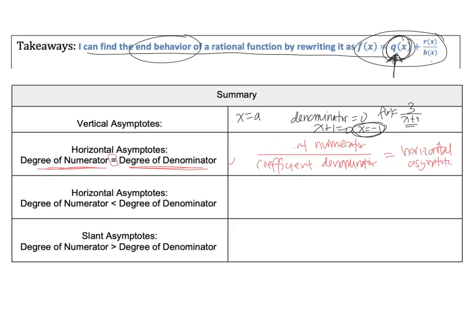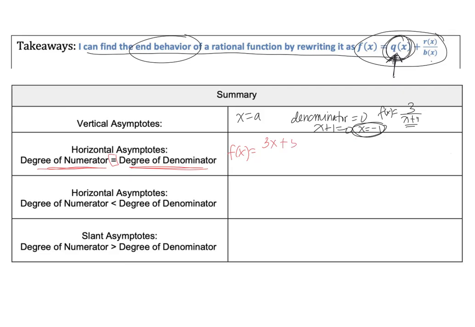I'm sorry, that is so incredibly sloppy. I just don't have enough space. It's hard for me to write on whatever I'm writing on right now. So if I said f of x equals 3x plus 5 over x minus 1, this numerator has a degree of 1. The denominator has a degree of 1. We take the coefficient, which is 3. So my horizontal asymptote is whatever this coefficient is 3, this invisible coefficient is 1. So I have a horizontal asymptote of y equals 3, because 3 divided by 1 is equal to 3. So that's my horizontal asymptote, and that is also my end behavior.